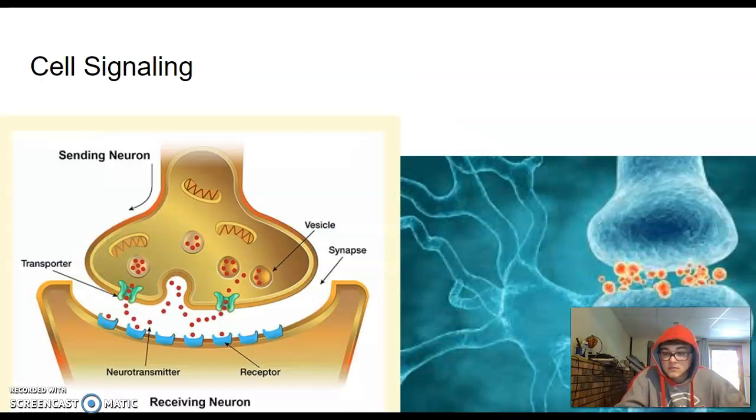Now, cell signaling was something I saw a lot in researching. It's basically neurotransmission, or it is neurotransmission. Neurotransmission is cell signaling. Axons send signals and dendrites receive signals, and these signals are hyperpolarized or depolarized when they find their target neuron.